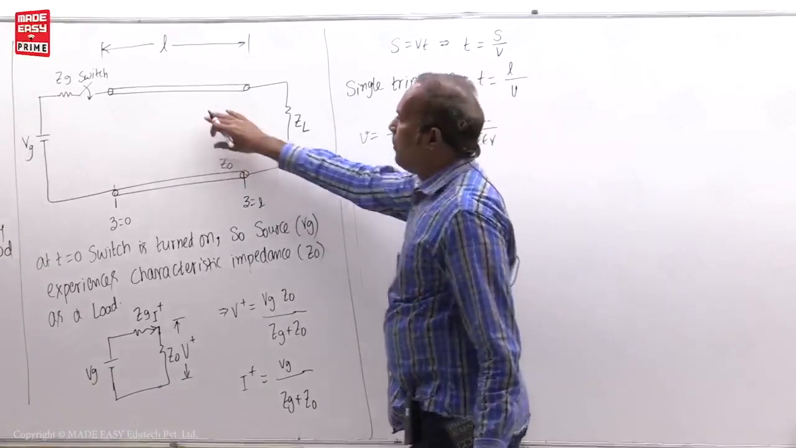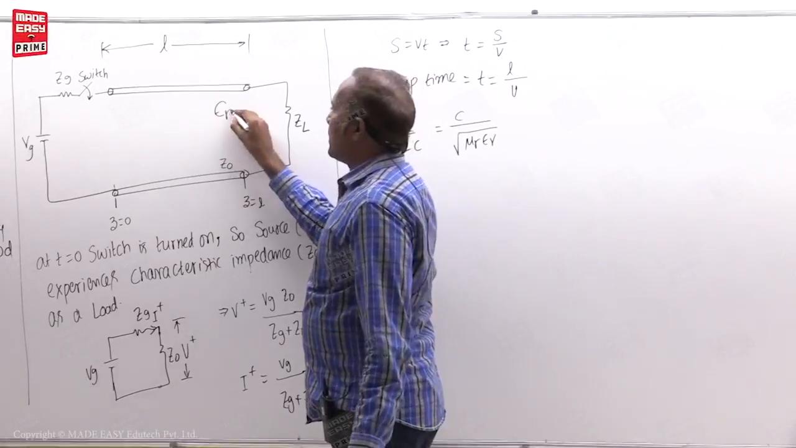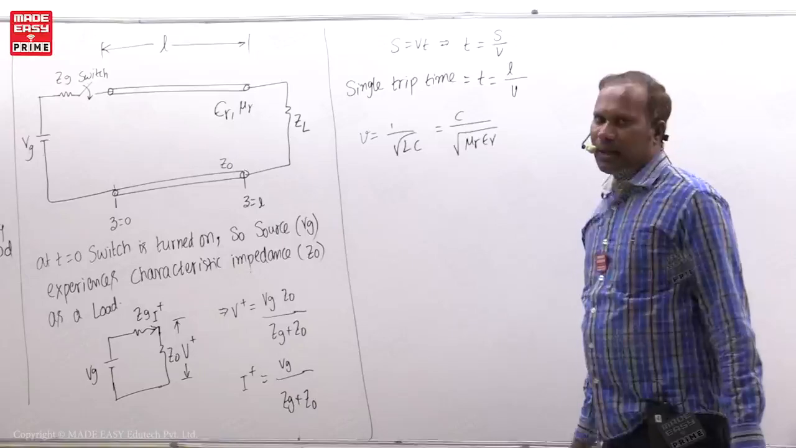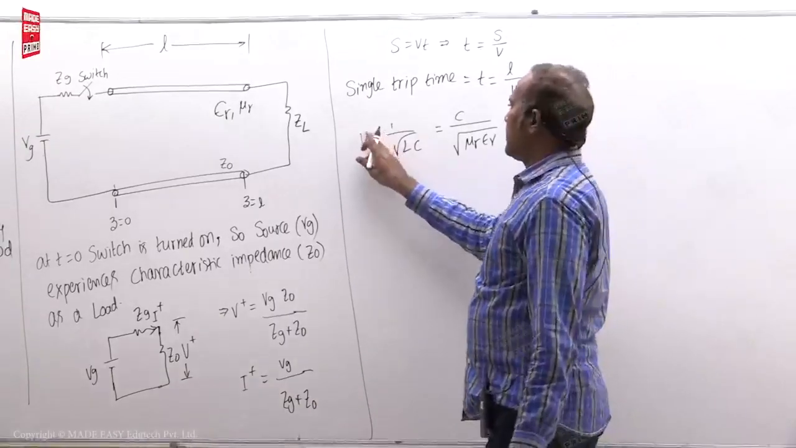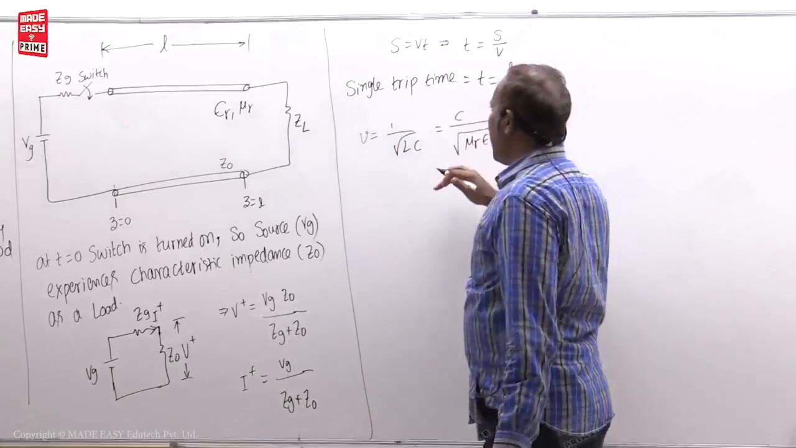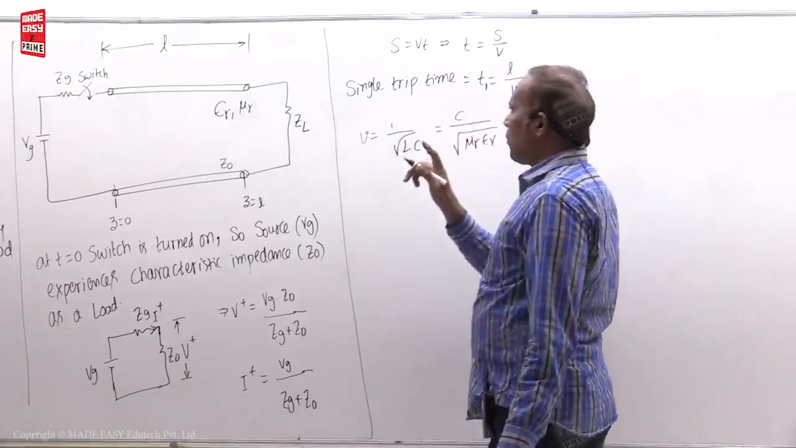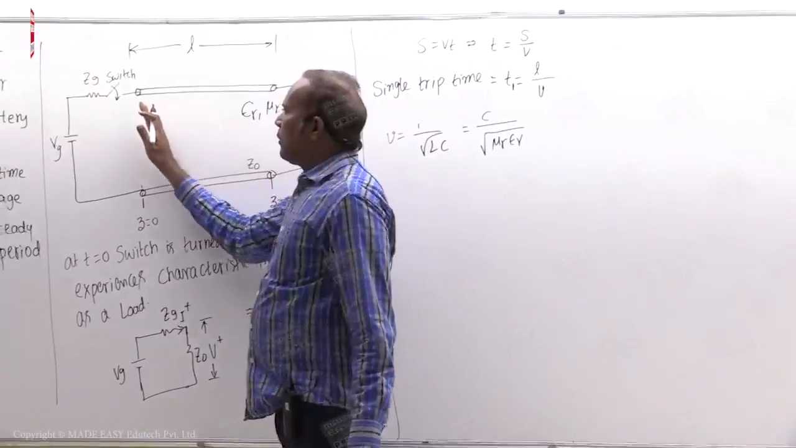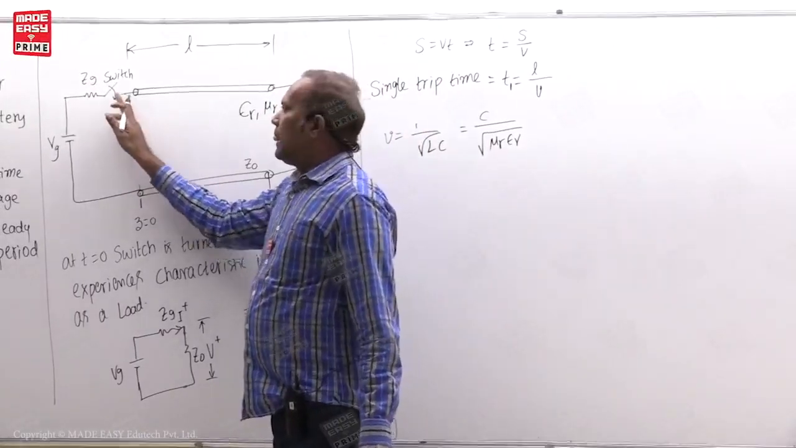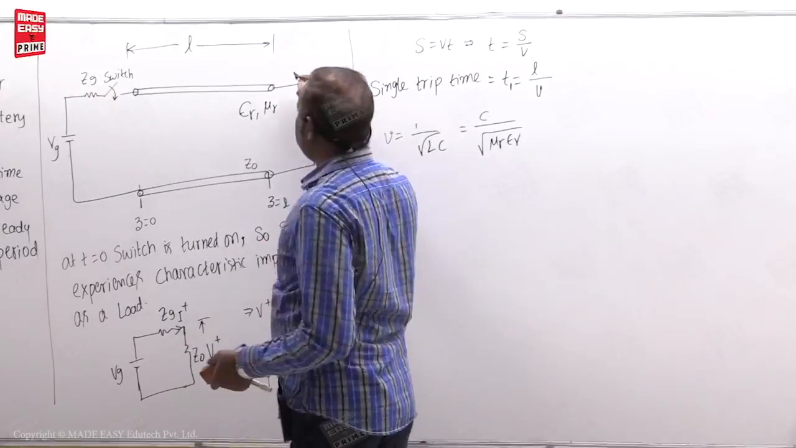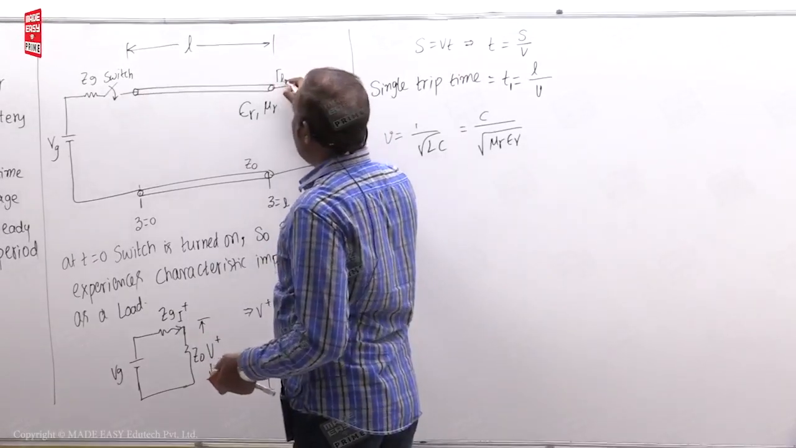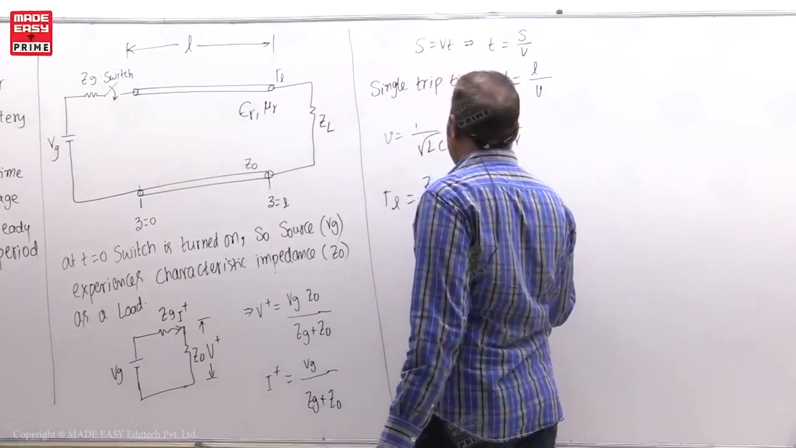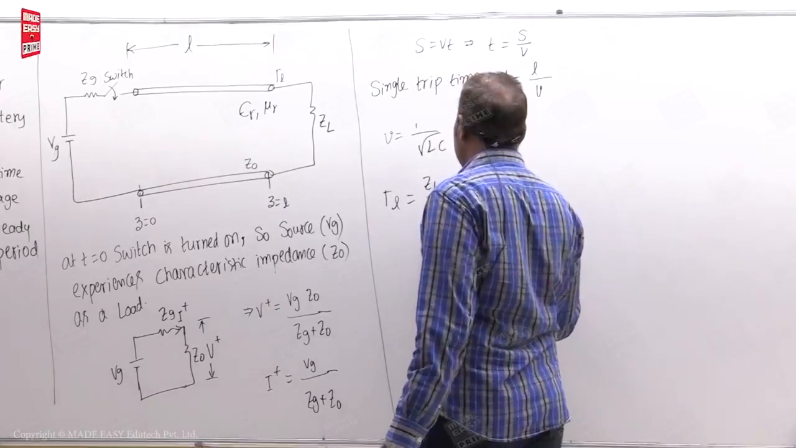If mu r and epsilon r for this medium are given, then you have to use the formula C by root mu r epsilon r. This is the phase velocity. Then L divided by velocity gives the single trip time, called T1, where 1 means one trip. Then when the signal is reflected, again it will take T1 time to come back. Again a mismatch is there. Now gamma L is equal to ZL minus Z0 divided by ZL plus Z0.